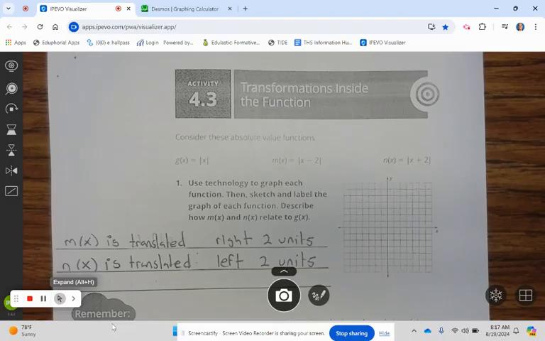We're in activity 4.3, transformations inside the function. Consider these absolute value functions. g of x equals the absolute value of x, m of x equals the absolute value of x minus 2, and n of x equals the absolute value of x plus 2. So let's get number 1. Use technology to graph each function, then sketch and label the graphs of each function. Describe how m of x and n of x are related to g of x.